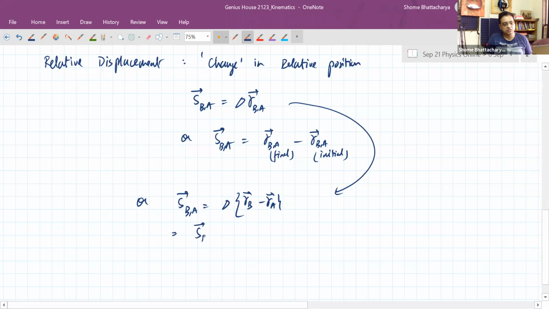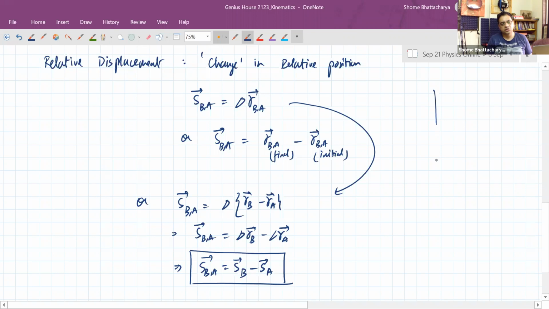So this displacement will become delta of RB minus delta of RA. That you can see will become the displacement of B in the ground frame or in the absolute frame minus the displacement of A. So it's a very symmetrical definition. You have seen that position of B with respect to A is the difference in the absolute positions.